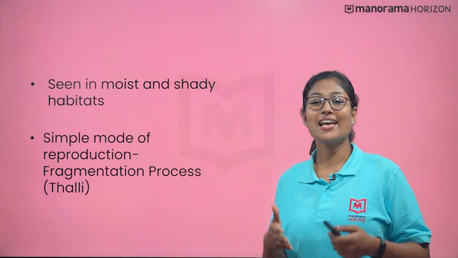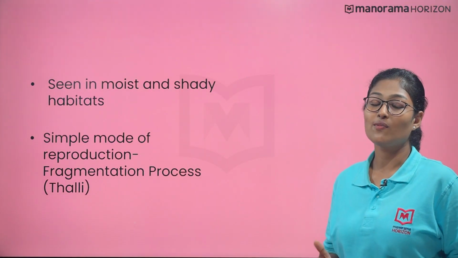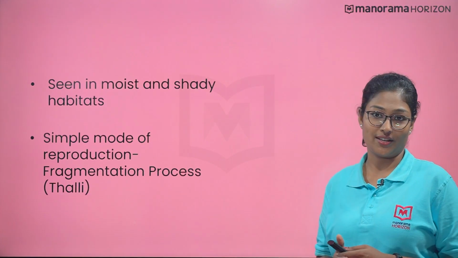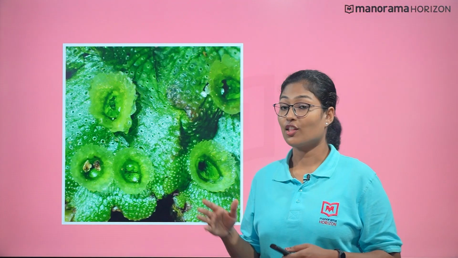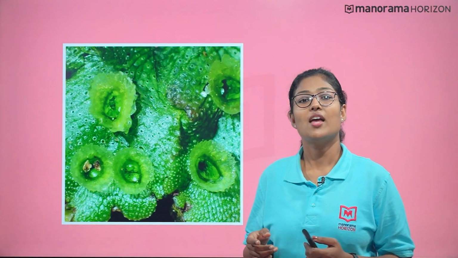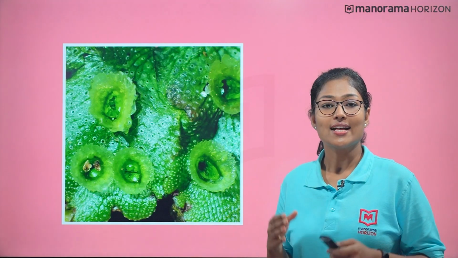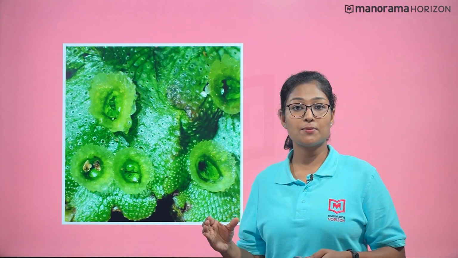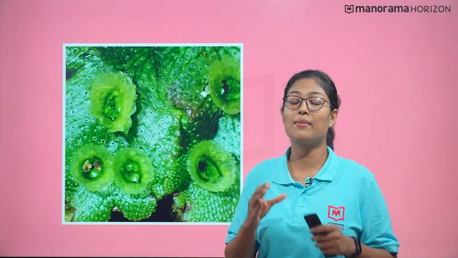Fragmentation of thalli is the process by which liverworts reproduce asexually. Another kind of asexual reproduction is the formation of gemma. They are specialized structures. Now, let us have a detailed study of a gemma. As you can see on the screen, they are multicellular green structures that form small receptacles on the thalli called gemma cups. Generally, they are asexual buds.